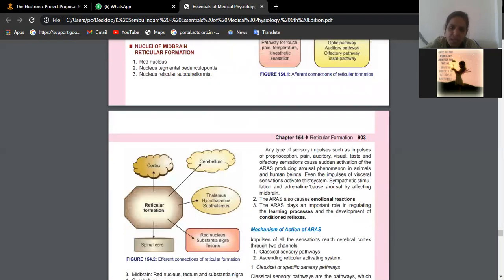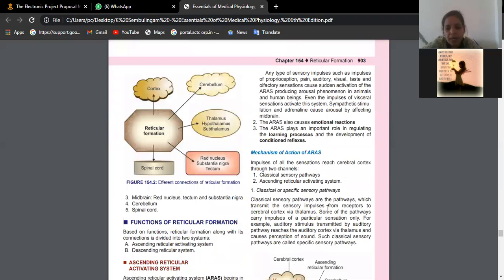So impulses are perceived by all these pathways. Even the impulses of visceral sensations are activated through the system. It has sympathetic connections too, causing the release of adrenaline, which is responsible for the arousal mechanism, alertness, activeness, attentiveness. The ascending reticular activating system is also responsible for emotional reactions, the learning process, and conditioned reflexes, which we studied in GIT.